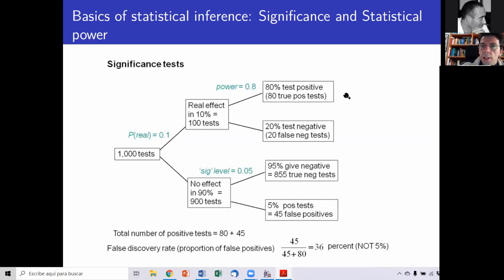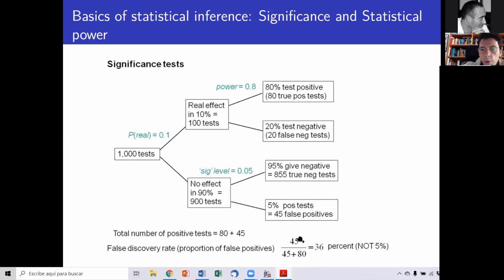The result of your test is a positive result for this 80 here and for this 45. And from the statistical point of view, you cannot distinguish these two situations. So all you see is that there are 125 tests that said that the drug made an effect. But actually, 45 of them were false positives. False positives: positive because you said that there was a difference, and false because there wasn't.